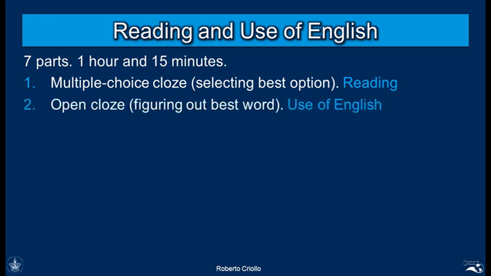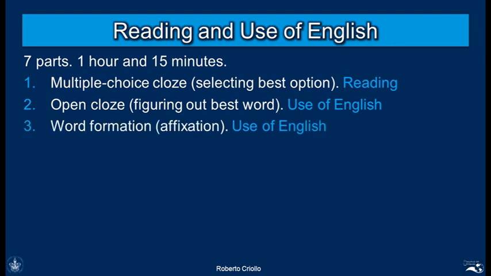Part number 2 is an open cloze, and in this case what it means is that you have a text and you have blanks and you have to figure out the best word. You have no options, you have no clues, you only have the text and you have to use the context of the text and the content in order to find the word. This part assesses the use of English.